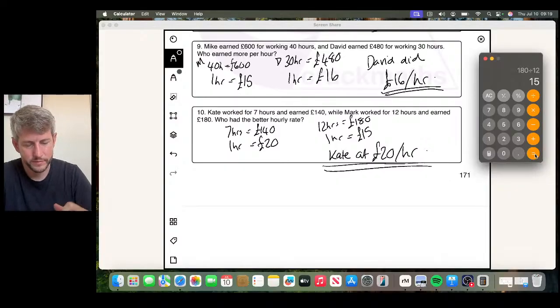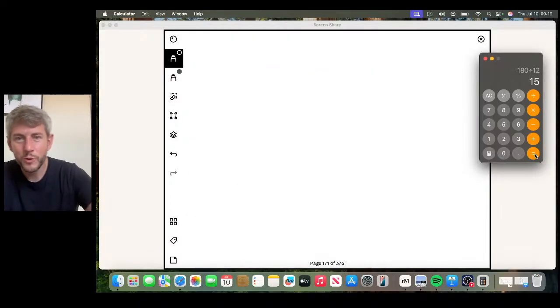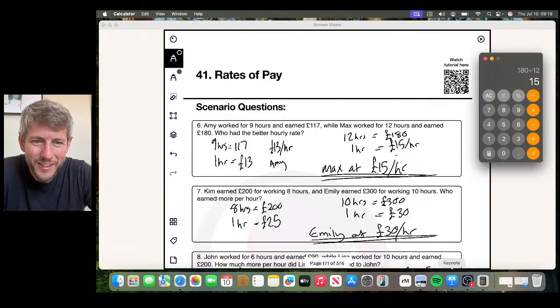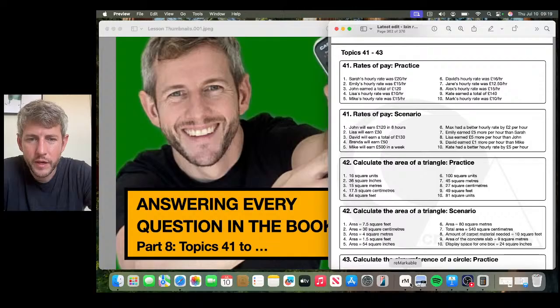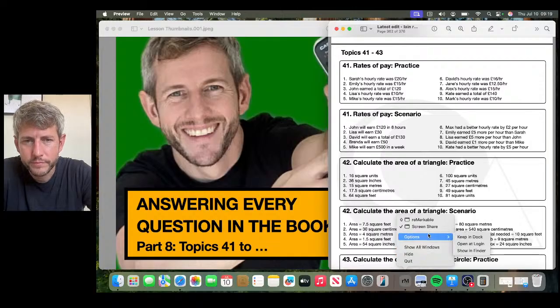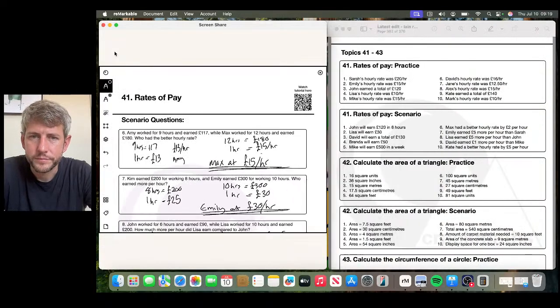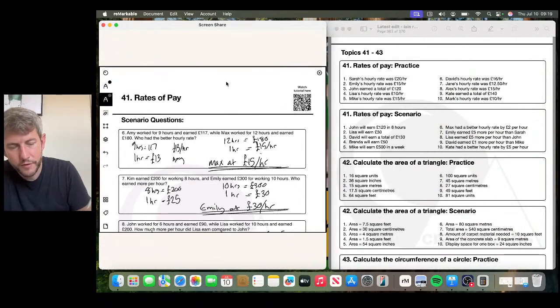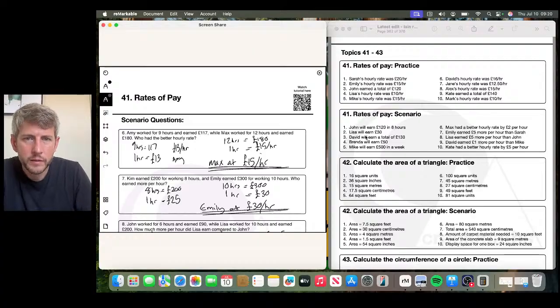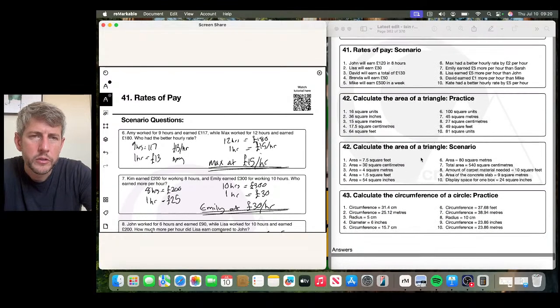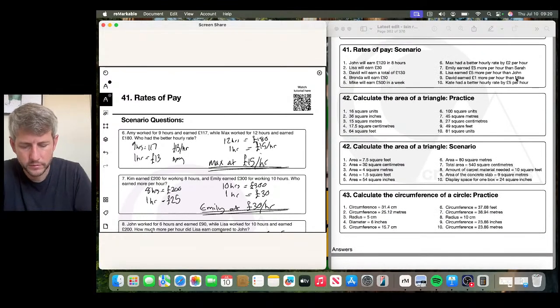Okay, so, oh no, ooh, shape next. That's exciting. Right, okay, so here we go, and then screen share. Okay, let's go. So first one, it's these ones here we're looking at. So Max, better hourly rate by £2 per hour.